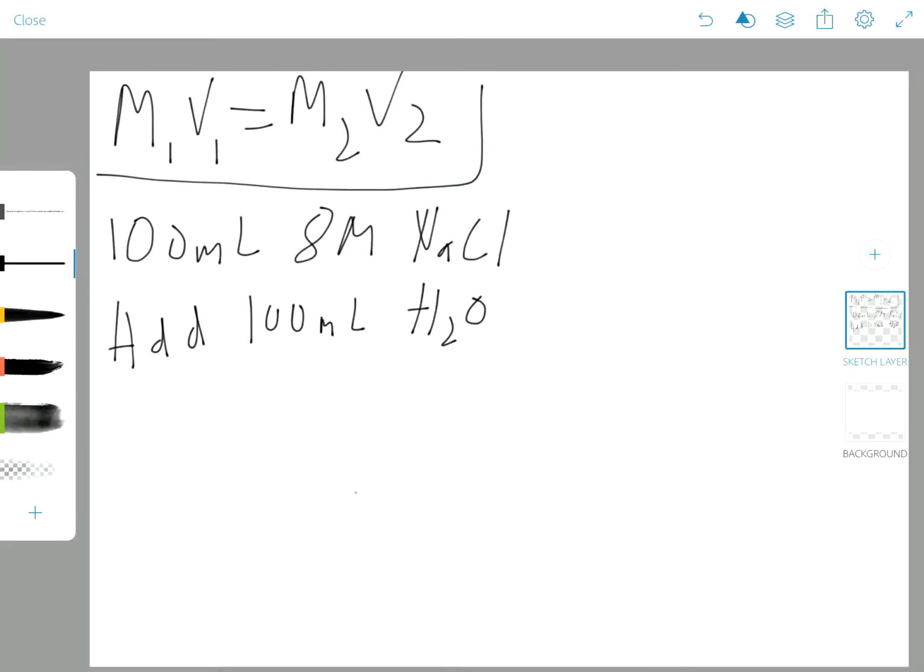Okay, so the last page, problems 11, 12, 13, and 14, we're using this M1V1 equals M2V2 equation. What do you call that? The dilution equation. This is when we're adding water to a previously made solution, and that'll change the concentration, right?